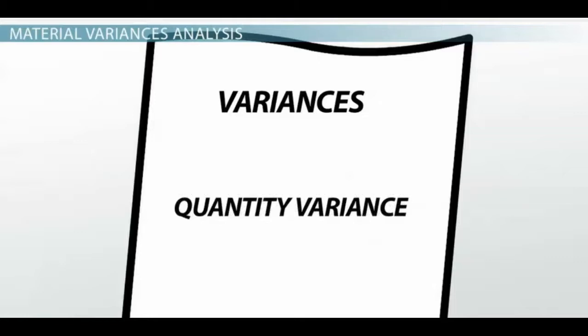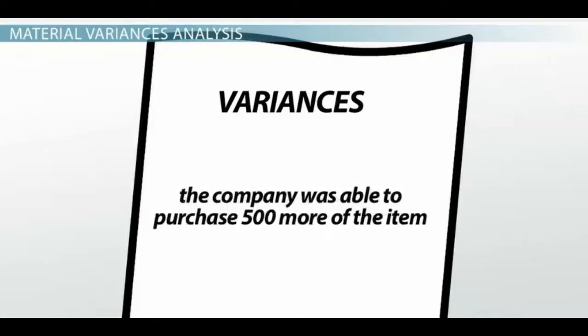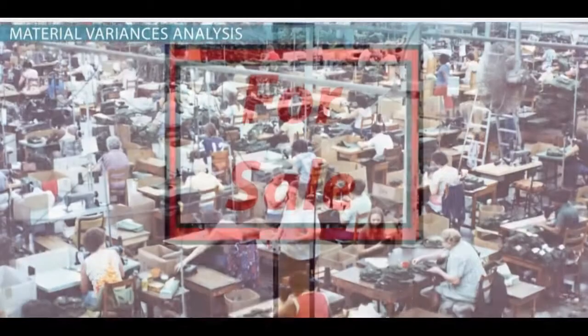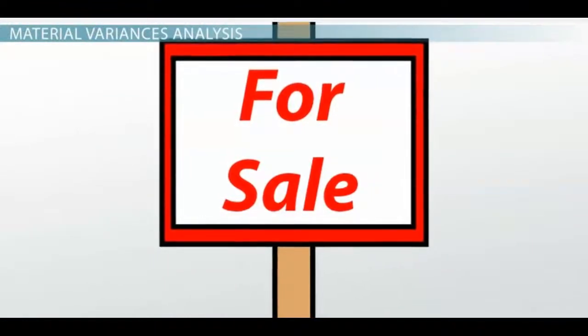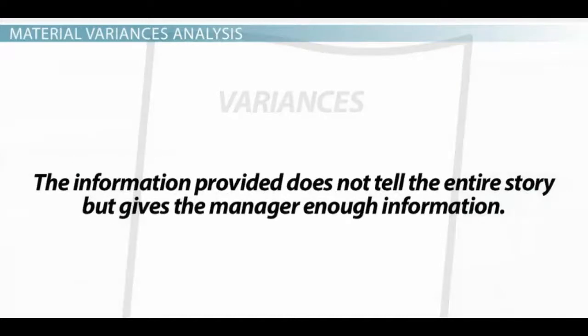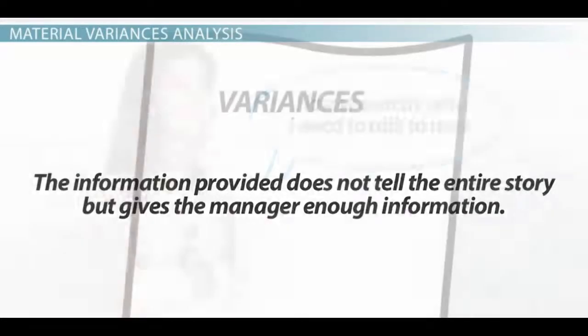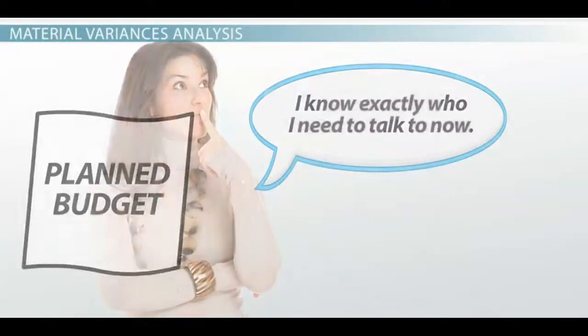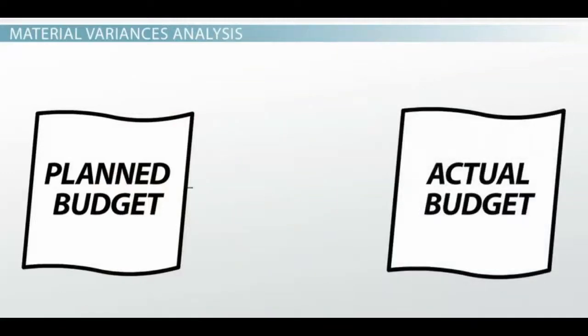When we look at the quantity variance, we notice that the company was able to purchase 500 more of the item. The reasons for this may have been to meet additional production demand or to take advantage of a price break for a particular quantity. The additional quantity caused a $12,500 increase over what it would have been at the standard price. The information provided does not tell the entire story, but gives the manager enough information as to where she would need to go and what questions to ask in order to understand all of the reasons for any difference between planned and actual budgets.